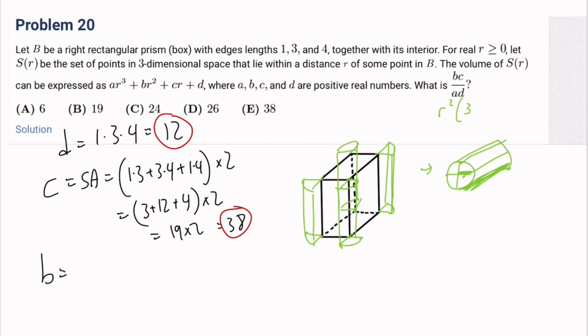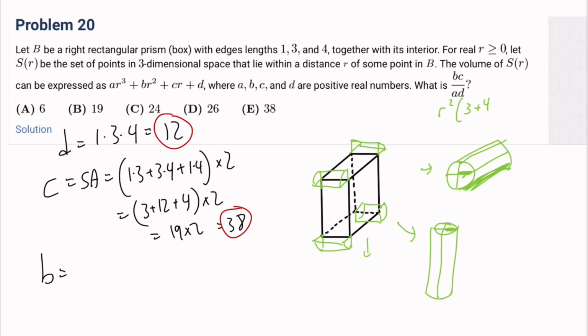And so these 4 would come together to make this kind of cylinder, like that. And so this would have height of 4, plus 4, and this is R, so it's all R squared. And then lastly, this is going to come together to form a cylinder that looks like this, and so this is going to have height of 1, so this is plus 1. So this is 8R squared, and so B equals 8, because this is B.